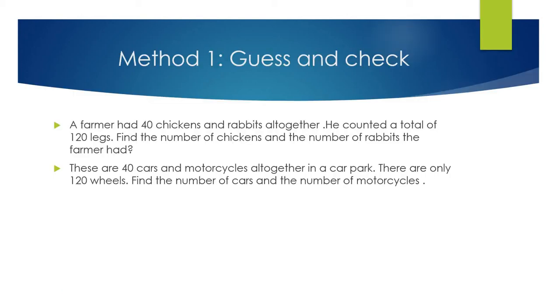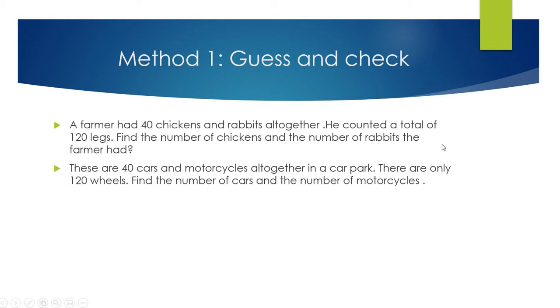Sometimes a mathematical problem goes like this. A farmer had 40 chickens and rabbits all together. He counted a total of 120 legs. Find the number of chickens and the number of rabbits that the farmer had. The beauty of this type of problem is its opportunity to explore the problems and a variety of methods to solve them. Sometimes we need to tap into our general knowledge to solve the problems.